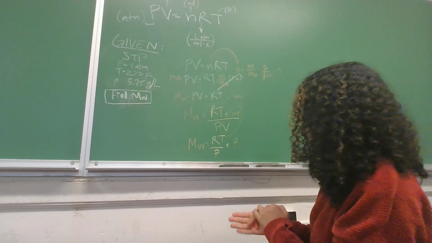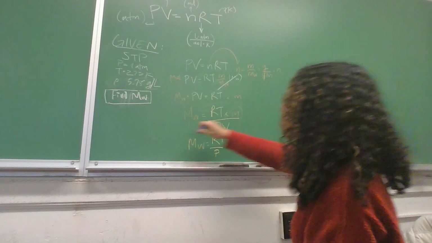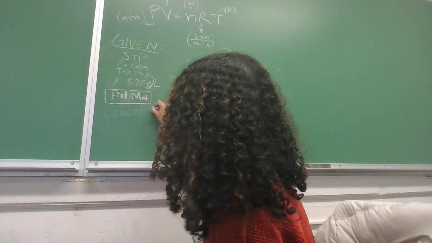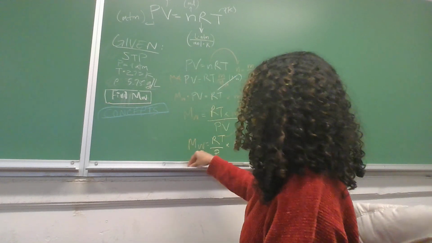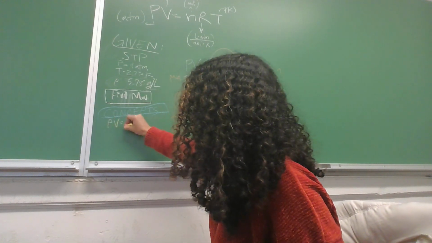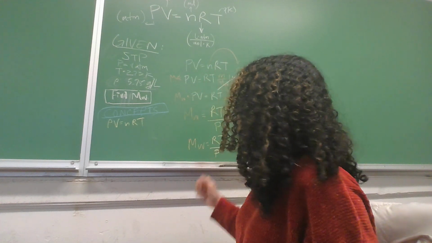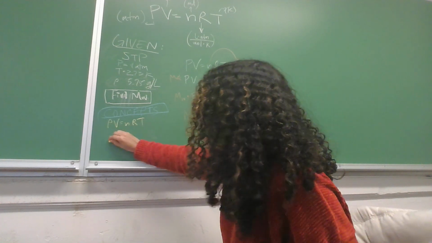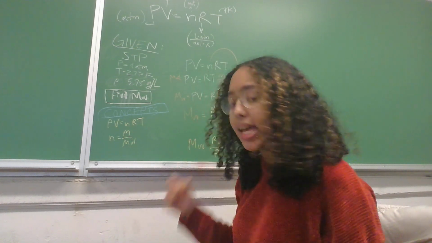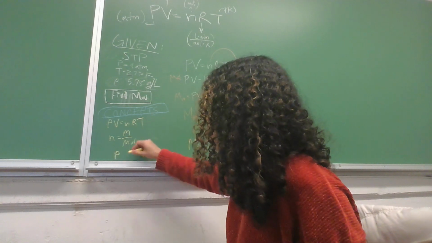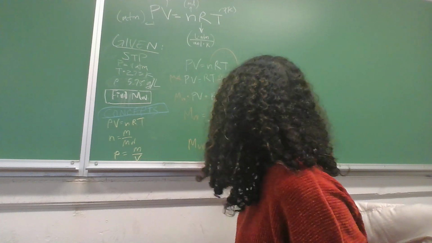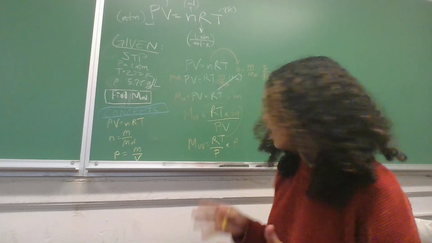So the concepts here are concepts that you must get very, very comfortable with. It's PV equals nRT. It has to do also with moles equals mass over molecular weight. And lastly, the density formula, which is rho equals mass over volume. Okay? And that is pretty much it.